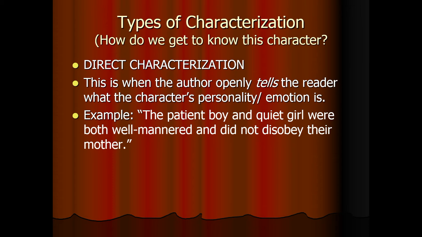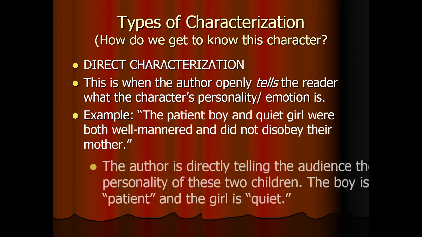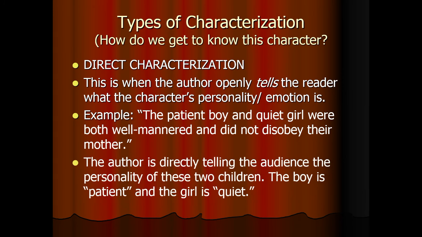"The patient boy and quiet girl were both well-mannered and did not disobey their mother." So what do we know about the boy and the girl? The author tells us directly these personality traits. The boy is patient. Where's patient? Right there on the page. What is the girl like? She's quiet. What are they both like? Well-mannered. It's right there in the passage.